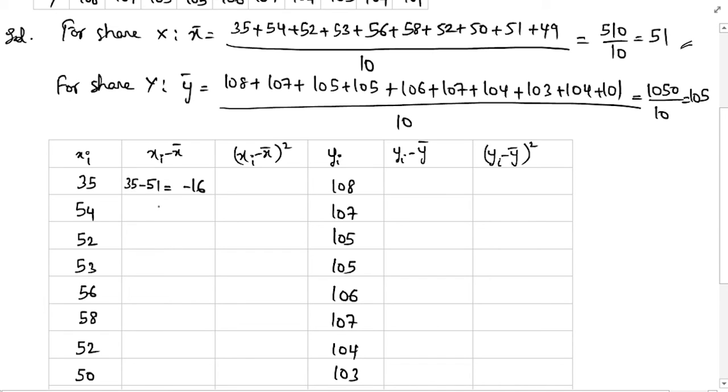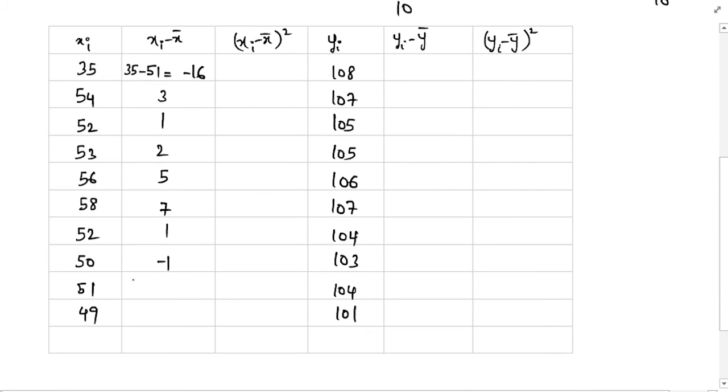Okay, similarly calculate for others. So this is 3, 1, 2, 5, 7, 1, minus 1, 0 and minus 2. Okay, and the square of this is 256, 9, 1, 4, 25, 49, 1, 1, 0, 4.